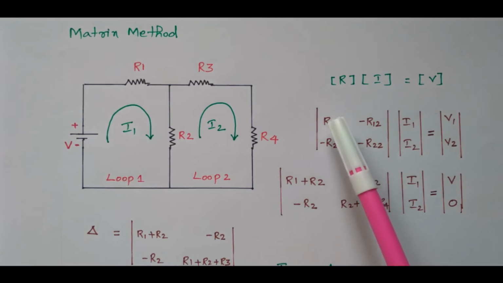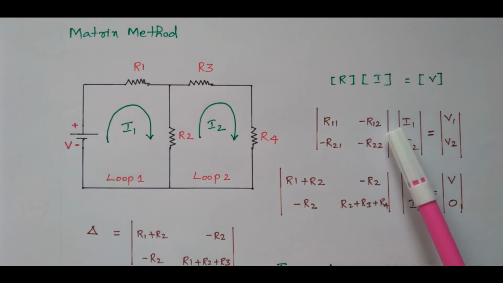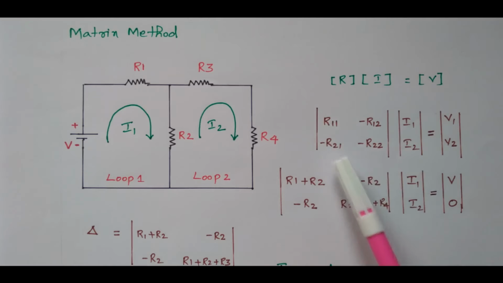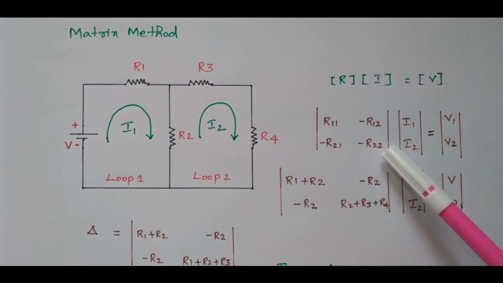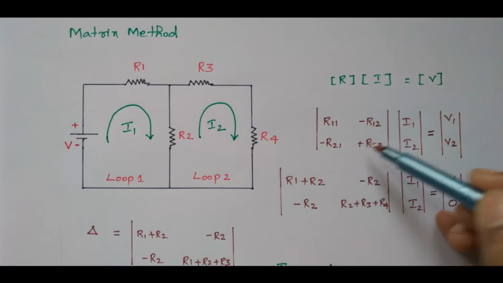What is the resistor matrix? R11, R12, R21, R22. Other than the diagonal, the other elements are negative. If it is a 3 cross 3 matrix, it is R11, R12, R13, and so on. So this is the diagonal. Other than the diagonal, it should be negative. So the diagonal is not negative, it is positive only.